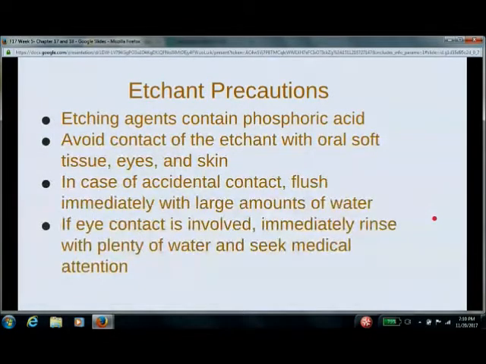So the big thing to be aware of, acid etch is bad for skin, bad for eyes, bad for tissue. Keep it away from all of those. So the patient should have safety glasses on, and so should you. And we don't want it to get on the tissue.